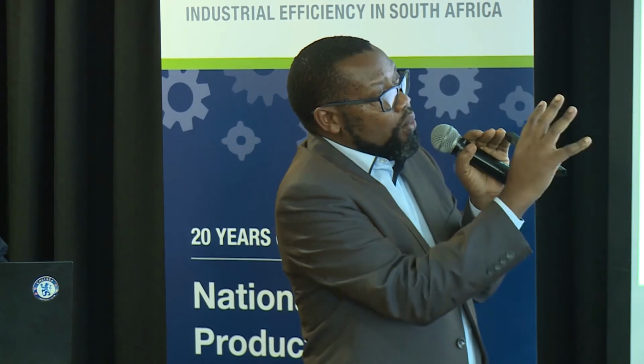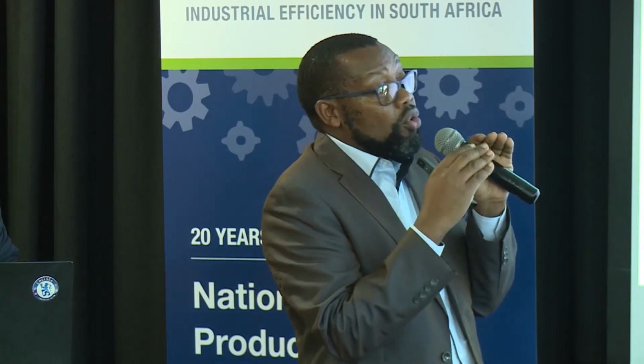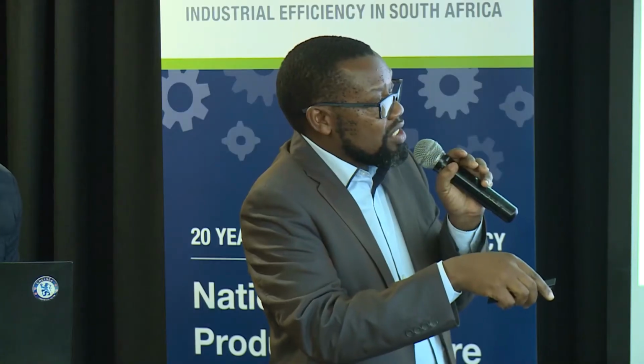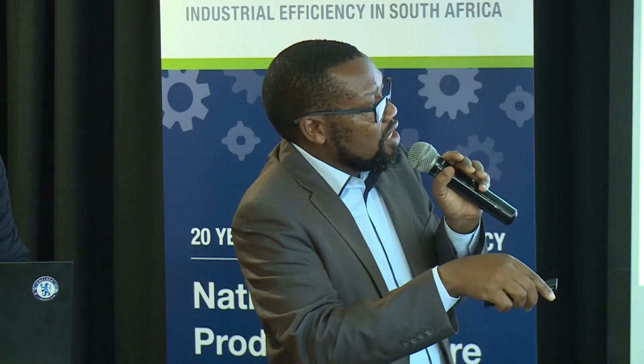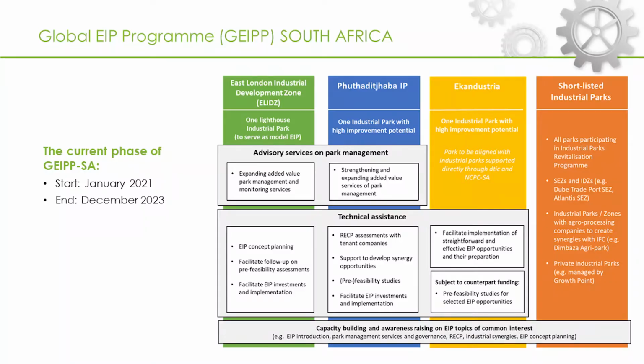Out of the 3, we have specific activities to happen in these industrial parks, where East London and Putadichaba shall be getting, or are already getting, advisory services on park management. And then the 3 industrial parks will all get technical assistance looking at EIP concept planning, RECP assessments, and pre-feasibility studies, which we should also delve into after me. Let me also throw the beans to Rwanda, who shall be coming on this. And then facilitated implementation of specific EIP opportunities.